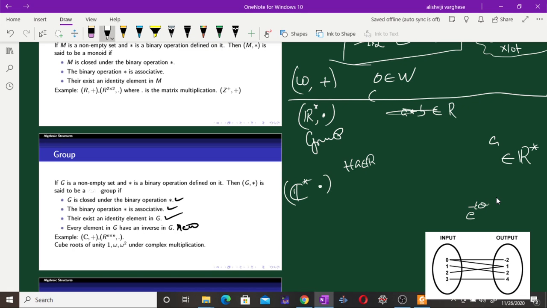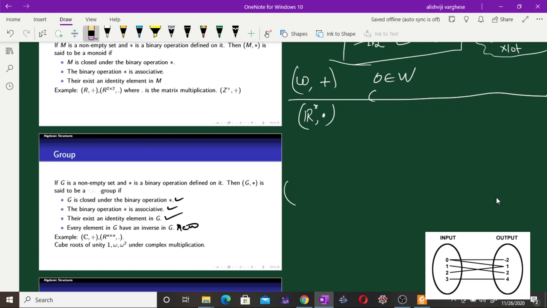When we consider the set of n by n matrices under addition, it will form a group. And what happens under multiplication? Let R raised to n by n be the set of all n by n real matrices, together with multiplication. If you take two n by n matrices, their product is an n by n matrix, so it is closed.